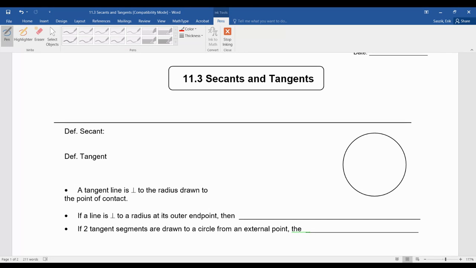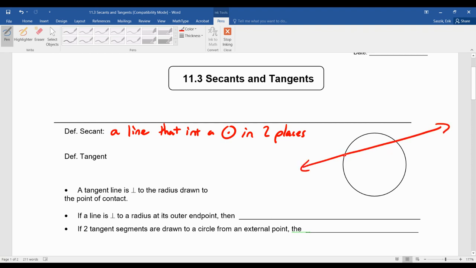First of all, a secant is a line that intersects a circle in two places. So, for example, that red line would be called a secant. All secants would contain a chord. So, obviously, you have chord AB, but a secant is a line.